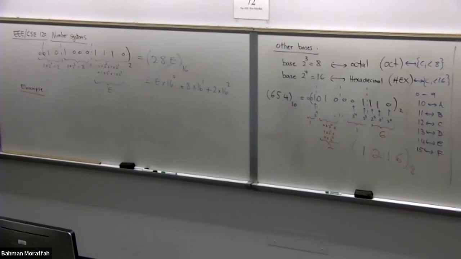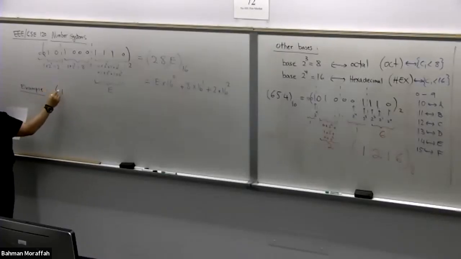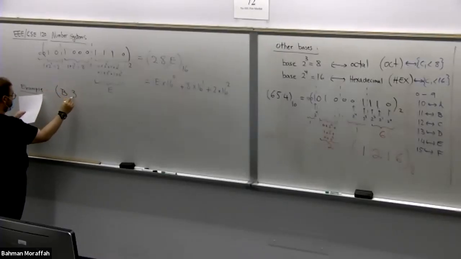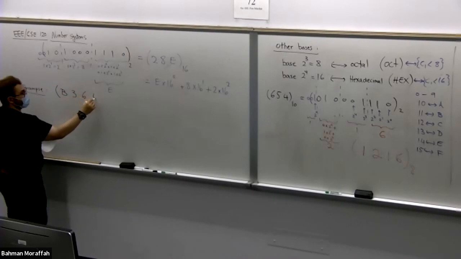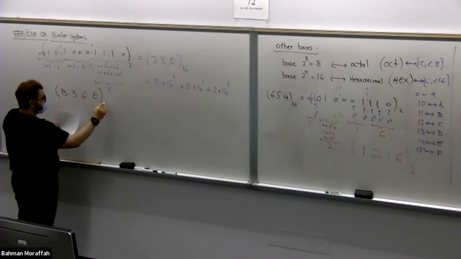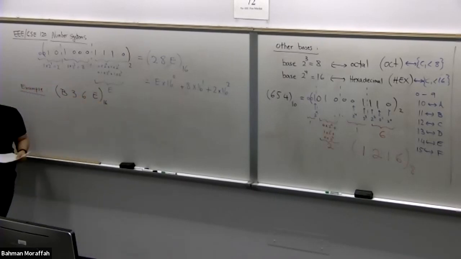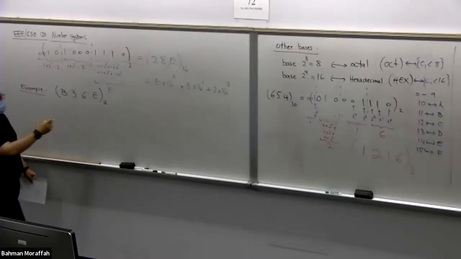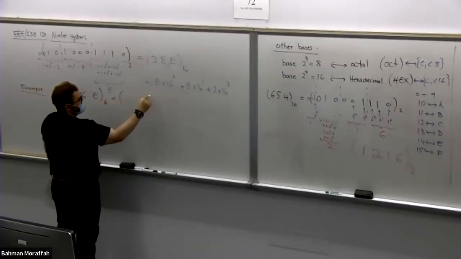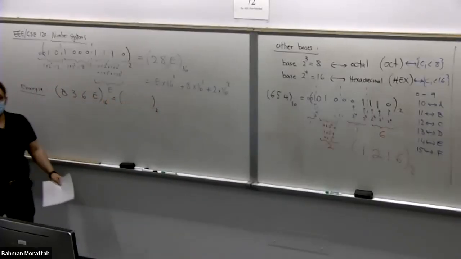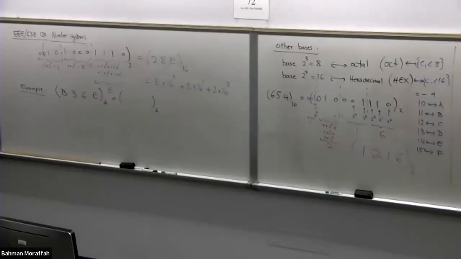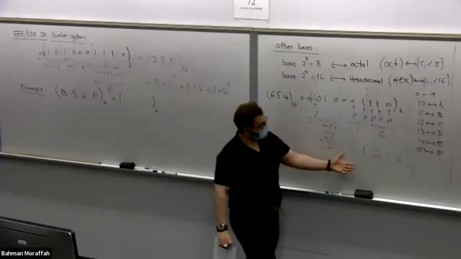Let's say I'm given this number: B3, 6, B, and 16. Now what I would like to do is find this number's representation in base 2. Look what I did over here.